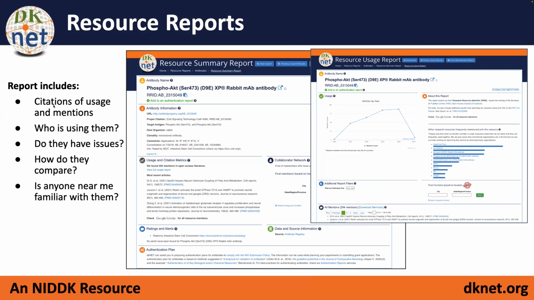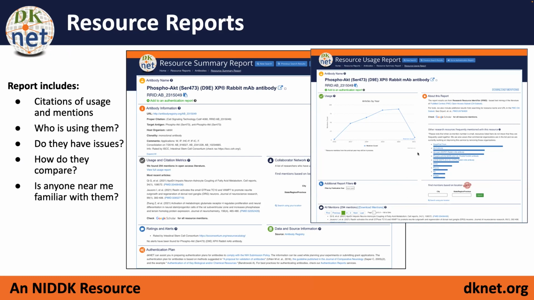So, for example, the citation and usage metrics. Since we now have the RIDs embedded in the journals, we can scan for them in publications, and we can start generating metrics around usage, and also point people to the latest papers that use that resource, but also what other resources were used in the same studies. So for antibodies, what other antibodies were used in a similar study, and what tools were used to analyze the data generated by the study.